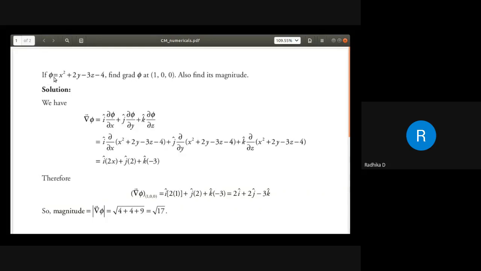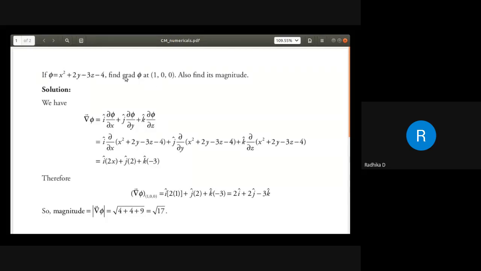So this is a scalar function, so no vector notation. If phi is equal to x square plus 2y minus 3z minus 4, find the gradient of phi at 1, 0, 0. Also find its magnitude. So how do we do this? We have the function phi is equal to x square plus 2y minus 3z minus 4.